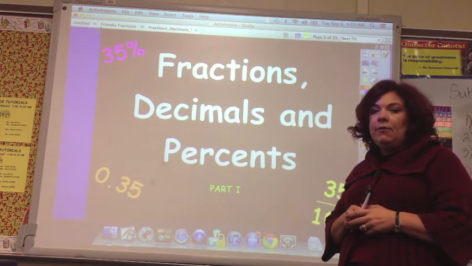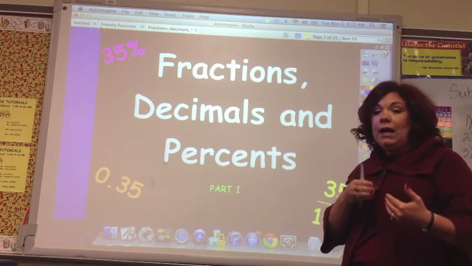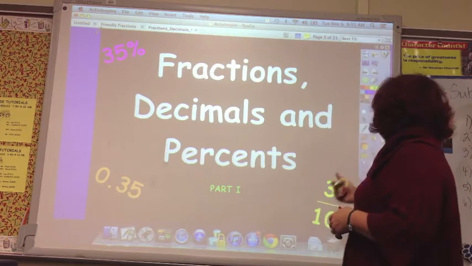We'll also talk about how decimals are easy to deal with because they're like money, so we'll get those fractions to decimals and be able to compare them.